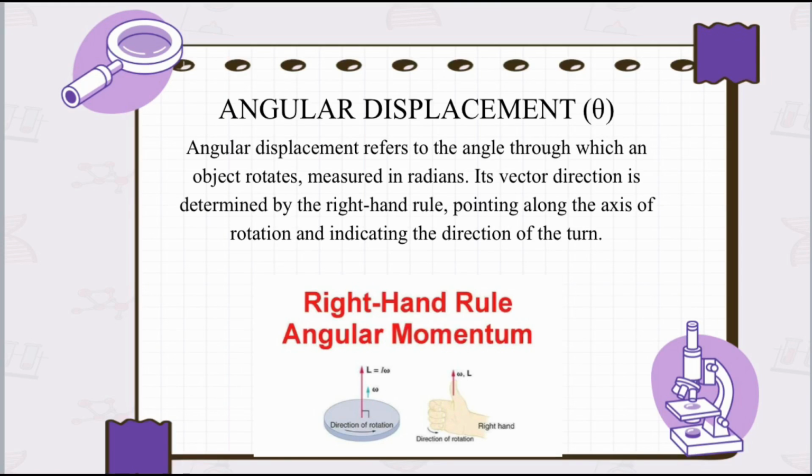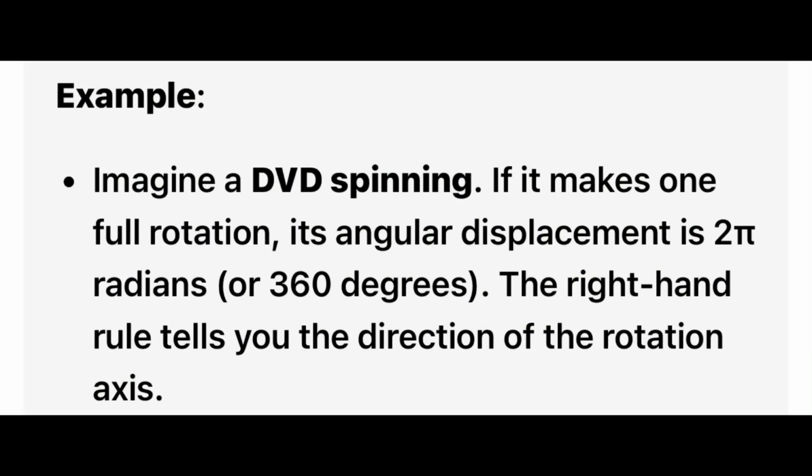So here's an example. Imagine a DVD spinning. If it makes one full rotation, its angular displacement is 2 pi radians or 360 degrees, because the right-hand rule tells you the direction of that rotation axis.